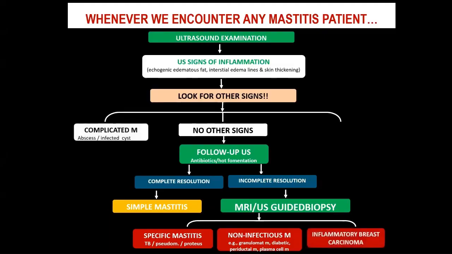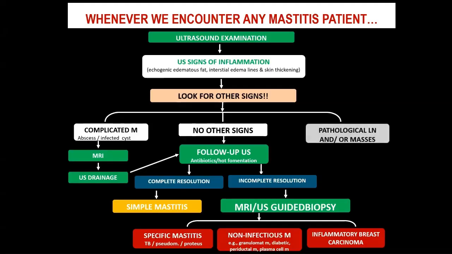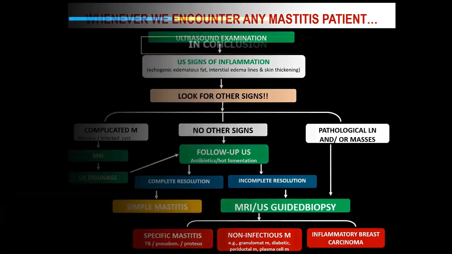If we look for other signs and find associated abscess cavities, sinus tracts, or infected cysts, we might need to perform an MRI examination, and we should drain the abscess cavity and do a follow-up ultrasound study to ensure that the patient reaches complete resolution. While if from the start we find pathological lymph nodes or mass lesions within the breast, we should proceed directly to contrast imaging and ultrasound-guided biopsy.